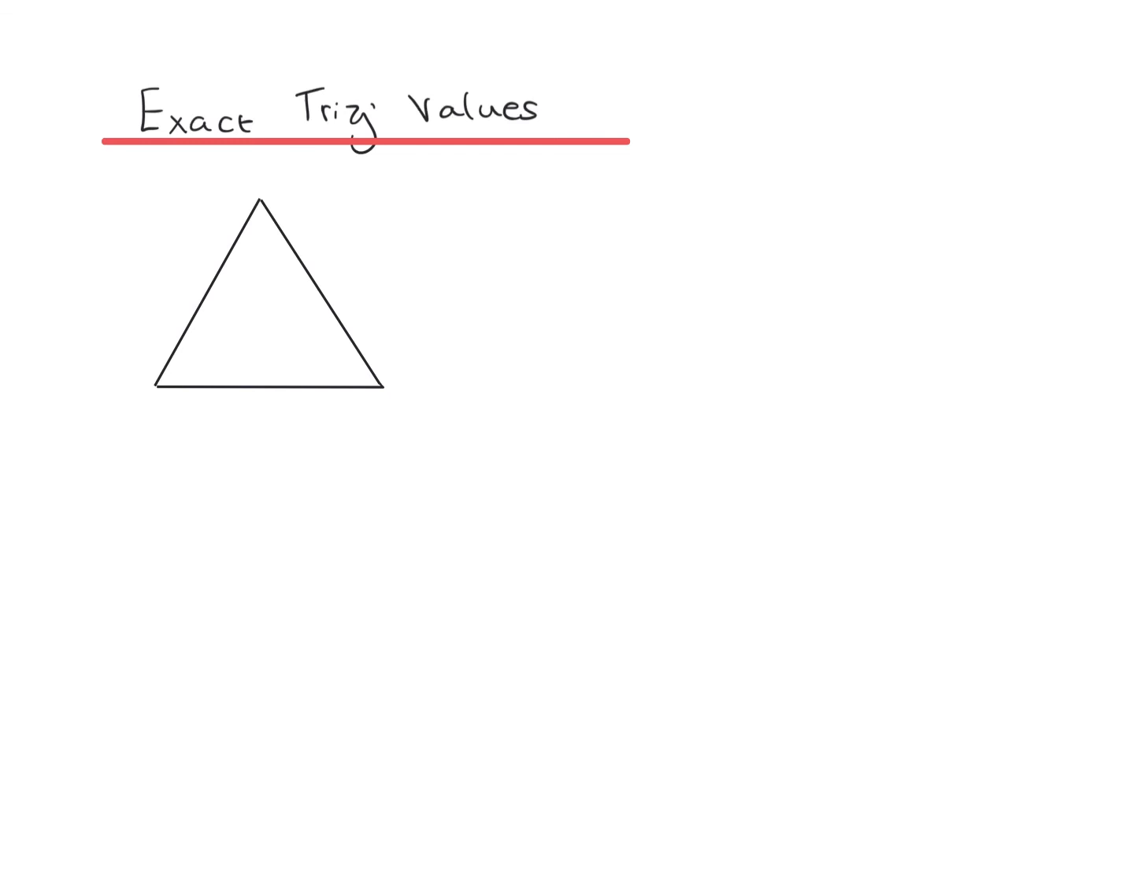So we want to start by sketching an equilateral triangle, and that means that all three angles are of course 60 degrees, and it's an equilateral triangle, so all three sides must be the same length. We're going to say that all three sides are of length 2 units. Now, the next thing we do is bisect this triangle into two equal halves, so we have two right-angled triangles.